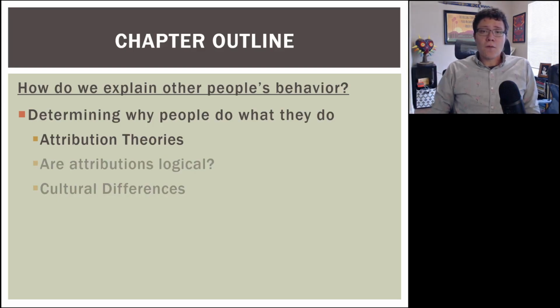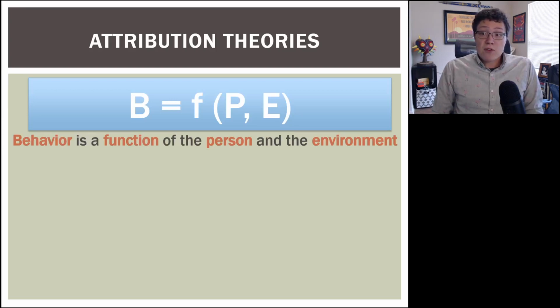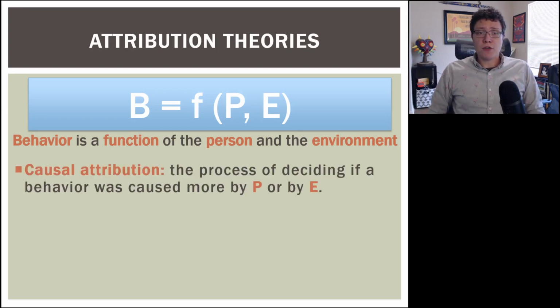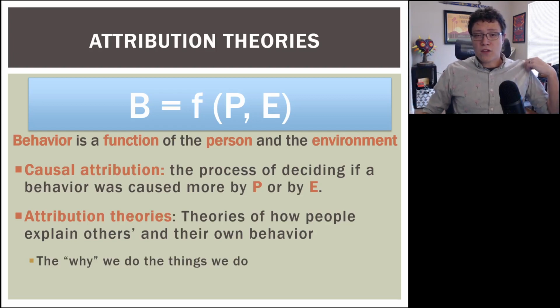With this, let's talk about attribution theories from the most basic standpoint, right? Behavior is a function of the person and the environment. Back to square one with psychology or social psychology. So we know that causal attribution is the process of deciding if a behavior was caused more by the person or the environment. And attribution theories of how people explain others' and their own behavior are going to help us determine whether we focus more on the P, in this case the person, or the E, the environment. So, right, the why we do the things we do.